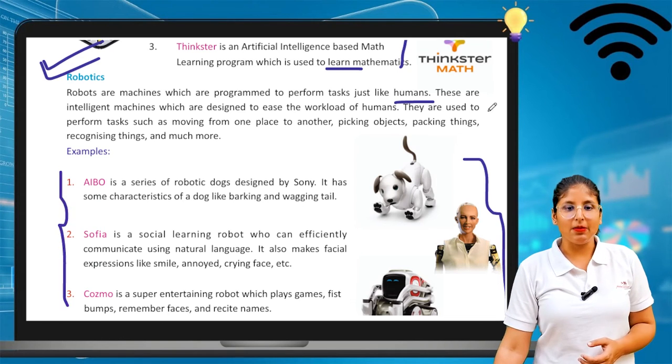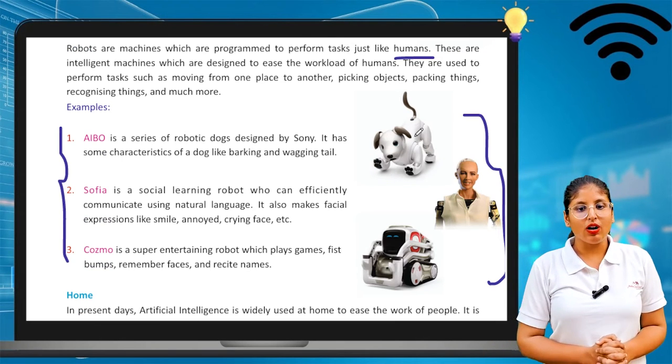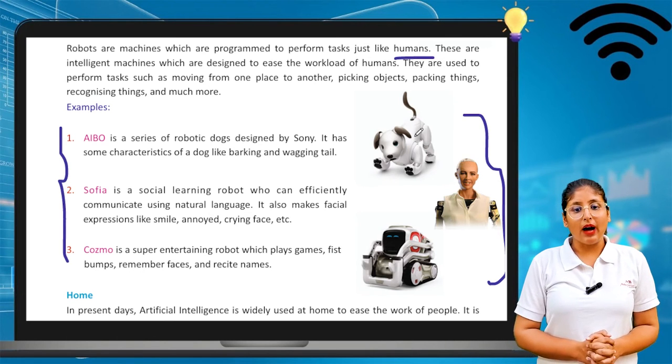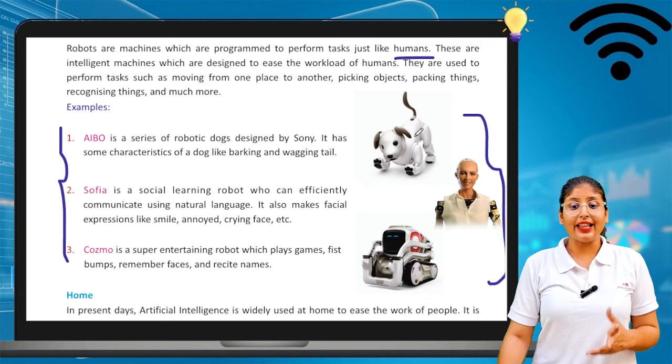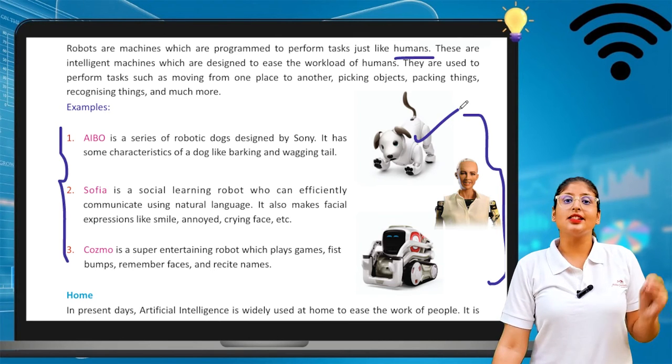The first one is AIBO, a series of robotic dogs designed by Sony. It has some characteristics of a dog, like barking and wagging its tail. So this is a robotic dog. It is not a real one, it is a robotic dog.